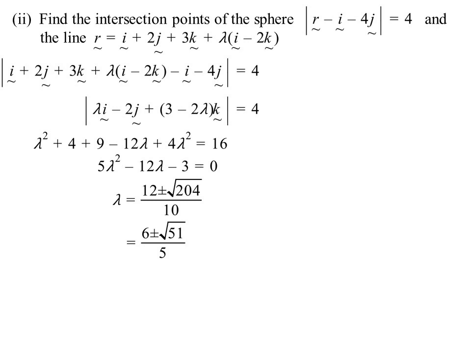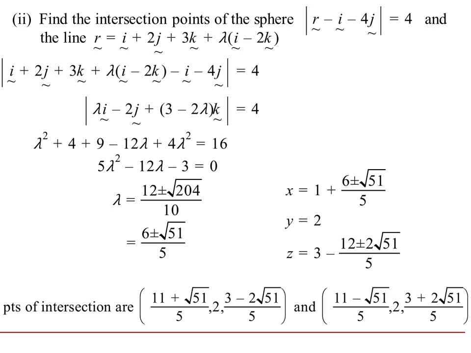The fun, of course, comes in the substitution. X will then be 1 plus 6 plus or minus root 51 on 4. Y is nice and easy, it's just 2. Z will be 3 minus 12 plus 2 root 51 on 5. Okay. So there are the 2 points of intersection when I work out what those different x and z values are.